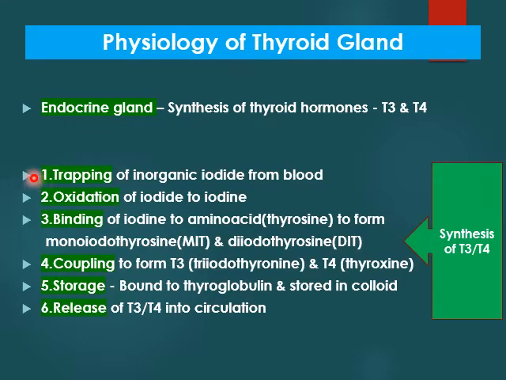First is the trapping of the inorganic iodine from the blood into the thyroid cells. Secondly, oxidation of this iodide to iodine. And then the binding of this iodine to the amino acid tyrosine to form monoiodotyrosine and diiodotyrosine, MIT and DIT. Fourth, coupling of this MIT and DIT to form T3 and T4, and this is then stored, bound to the thyroglobulin and stored in the colloid. And finally, number 6 is the release of T3 and T4 into the circulation for its peripheral action.